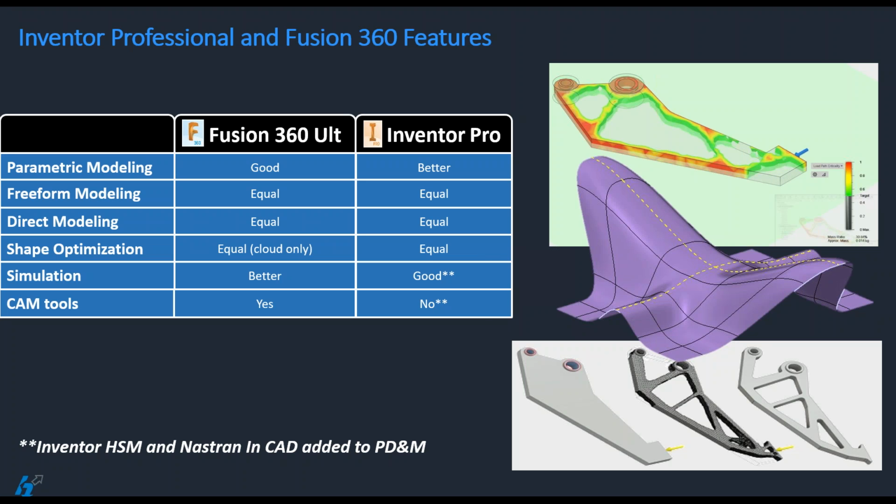However, last month, Autodesk did add a couple of add-ons for Inventor, Inventor HSM, or Inventor High-Speed Machining, and Nastran In-CAD to the product design and manufacturing collection. So these two products will probably tip the scale in Inventor's favor. Both also offer shape optimization, although in Inventor it's called Shape Generator. So at this time, I'm going to show you a quick little demo of shape optimization in Fusion 360 Ultimate.